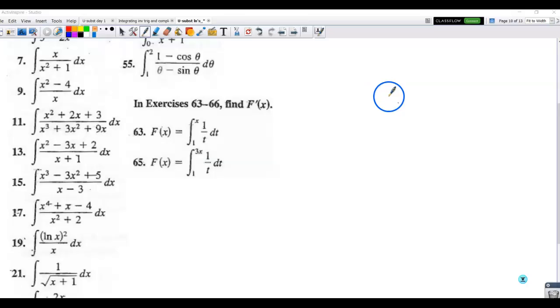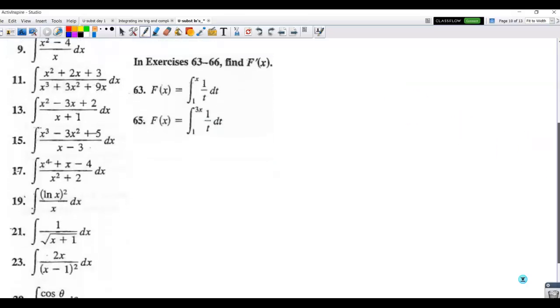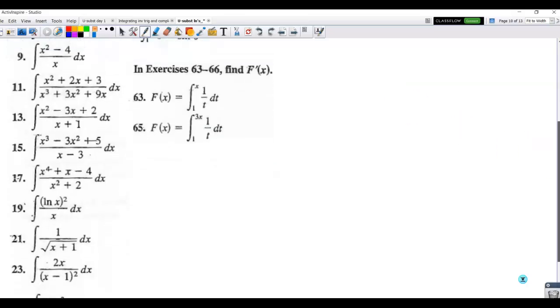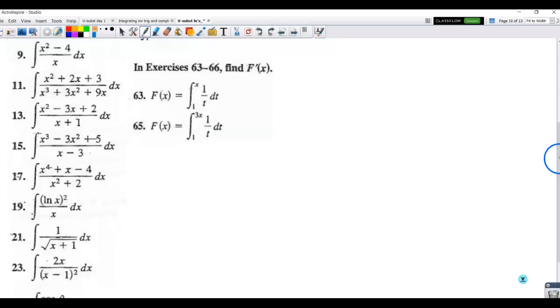Scroll the screen down here for just a second. Okay, so in number 9, I see a denominator, but I also see a take apart. My focus, students, is the monomial denominator. So I can rewrite that as x squared over x. It's a take apart.